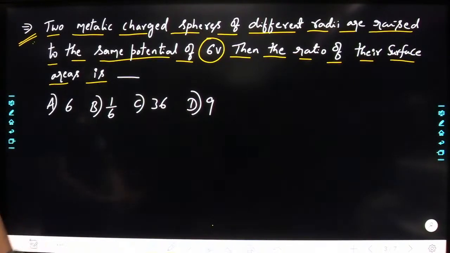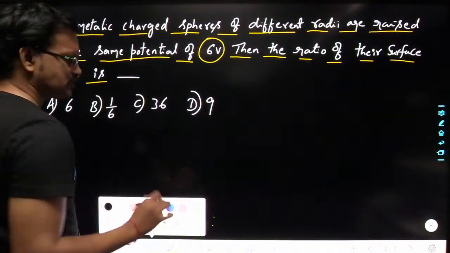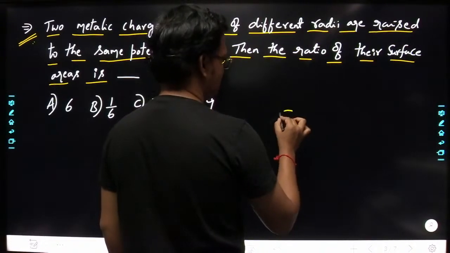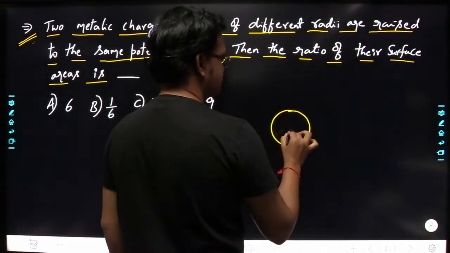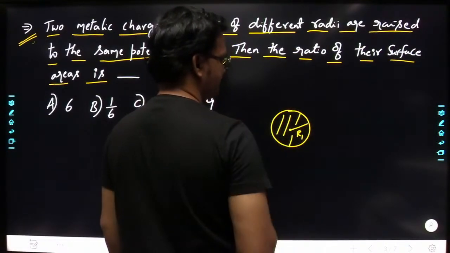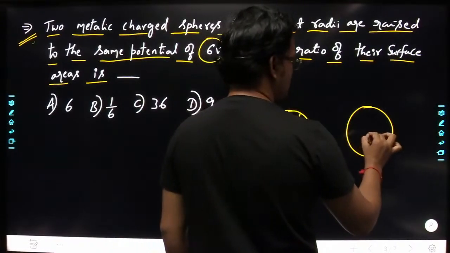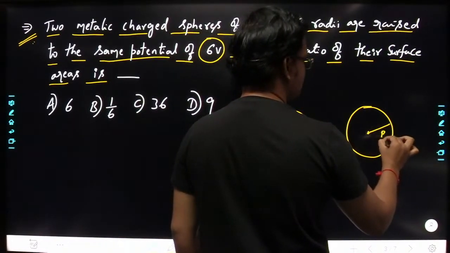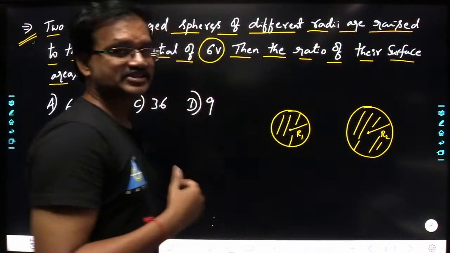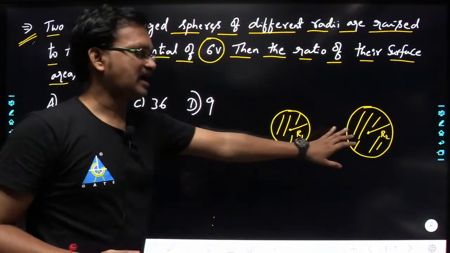Okay, so now see here, it is a very simple problem. Let us consider two spheres here, two metallic charged spheres. This is one sphere; let us say its radius is R1. And I am considering another sphere of radius R2, because they have said two different spheres. And they are saying that these two are charged spheres, so that means you have supplied charge to this sphere as well as that sphere.